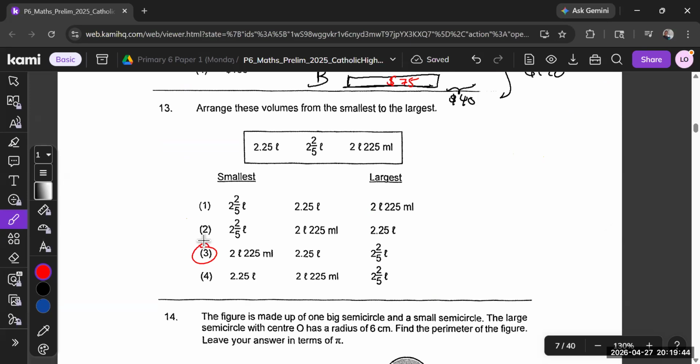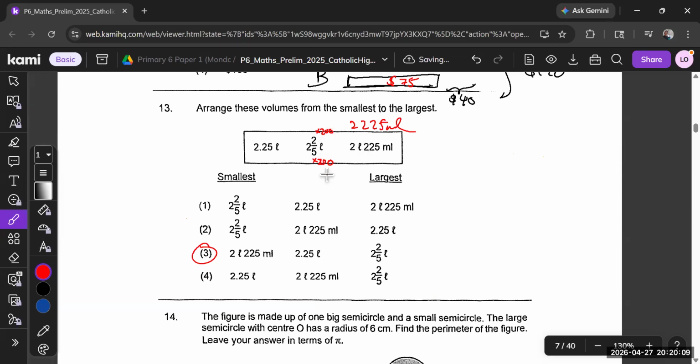And how do we do that? You need to change all the liters into ml, right? You have decimal, you got fraction, you got whole number. Wow, what must you do? Change it all into whole numbers. So this is 2225 ml. And then how about this one? The fraction, times 100, times what? 200. And why would you want to times 200?